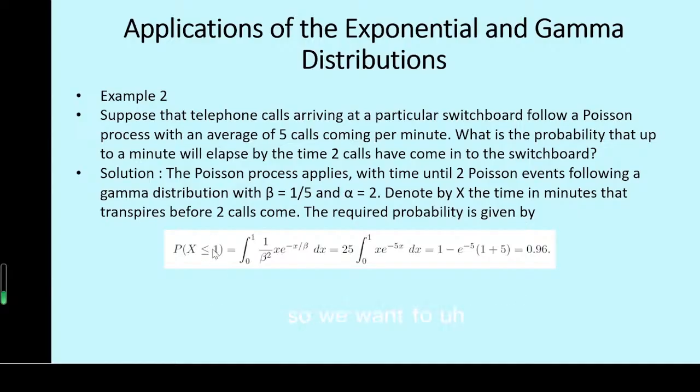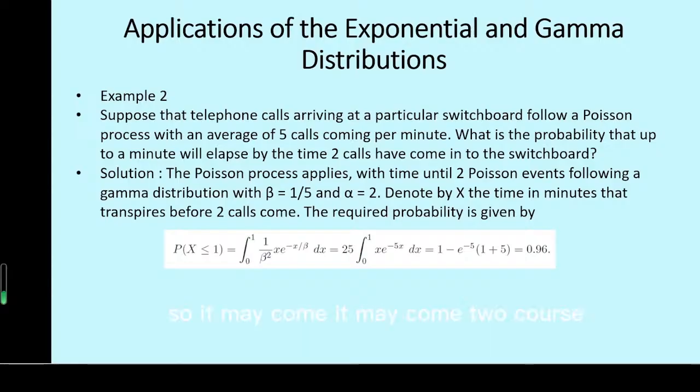So here we want to focus on 2 calls coming within 1 minute. We want to know the probability of this random variable time, which follows a gamma distribution. You want to know the probability of this random time being less than 1 minute for the 2 calls to come, right?